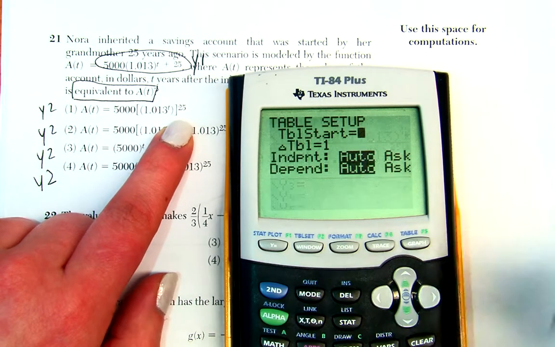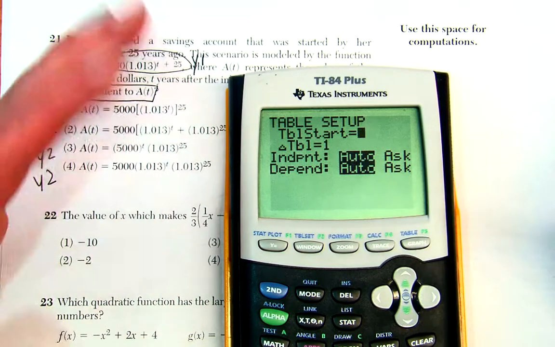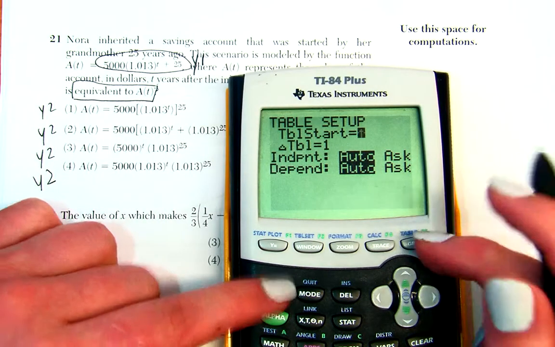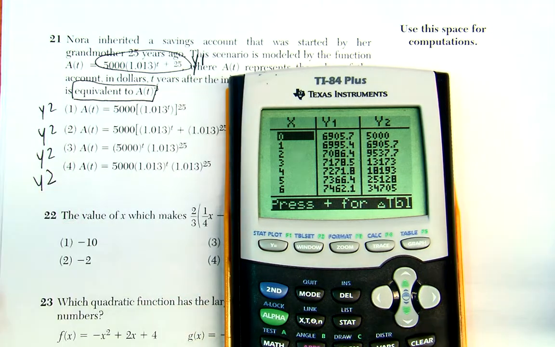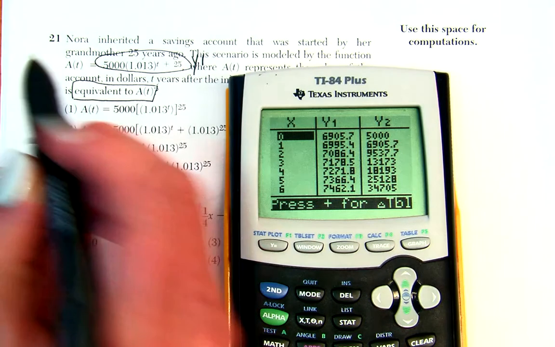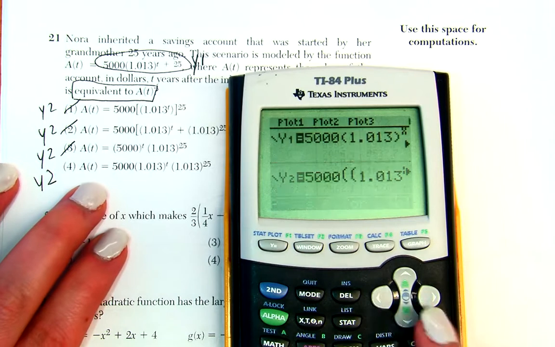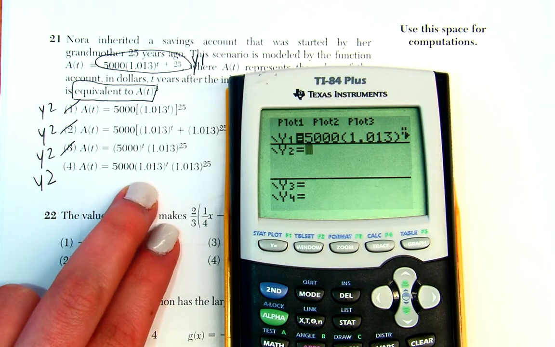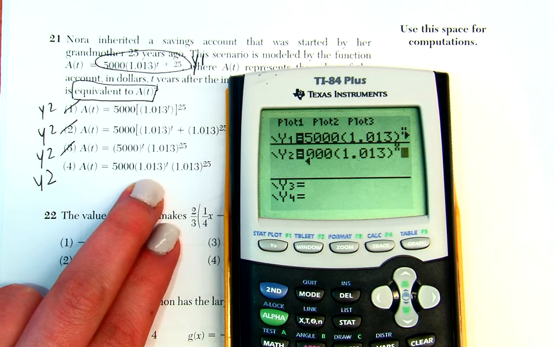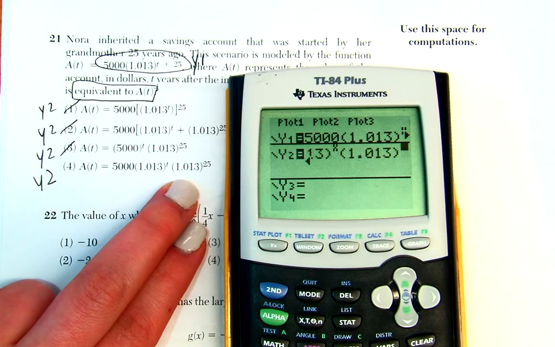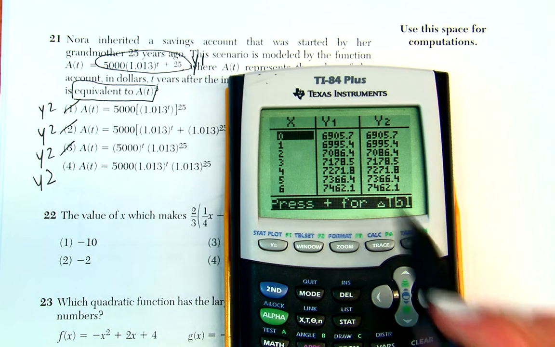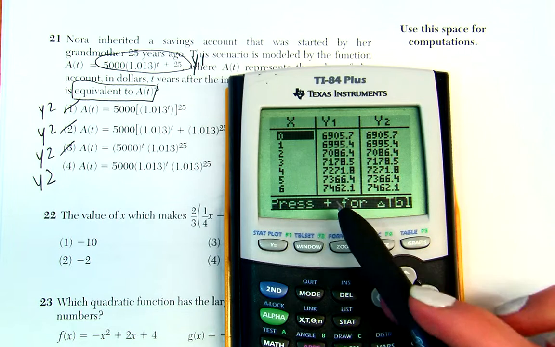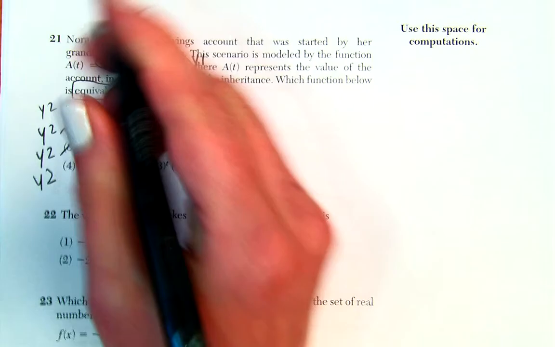I'm going to double check second window to make sure I'm in auto mode because I want to automatically populate all of the x values in my table. And then I take a look at the table and they do not match. Okay, just to save time, the rest are not going to match until you get to number 4, in which I'm going to type that one in, 5,000 times 1.013 to the x times 1.013 to the 25th. If we look at the table, you will wind up with the same exact y1 and y2 every time you plug in an x value. So our answer is choice 4.